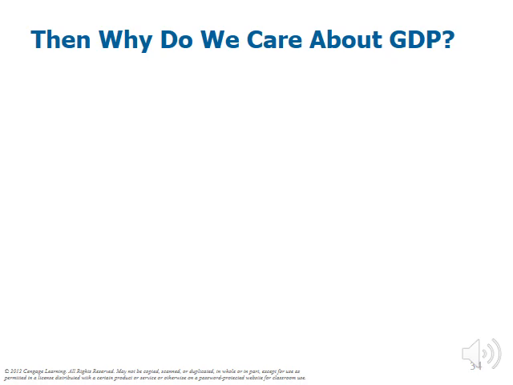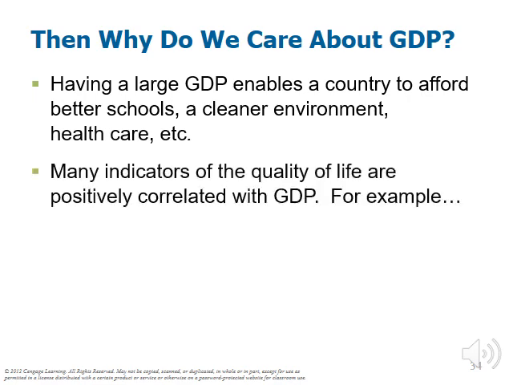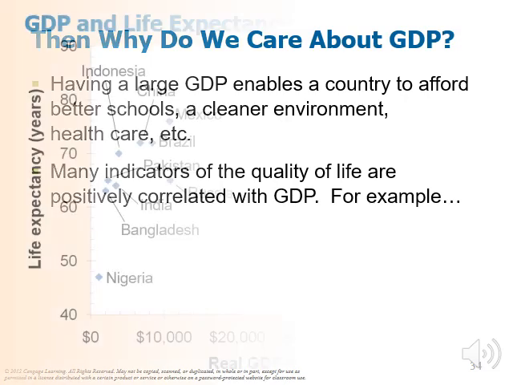So if GDP is not an exhaustive measure of well-being, why do we care about GDP? Well, as it turns out, GDP is correlated with a lot of quality of life indicators. Having a large GDP enables a country to afford better schools, a cleaner environment, healthcare, so on and so forth. Many of these indicators of quality of life are positively correlated with GDP. Let's look at a couple.